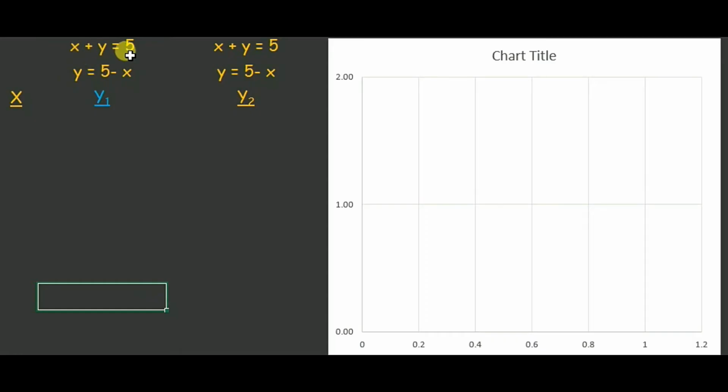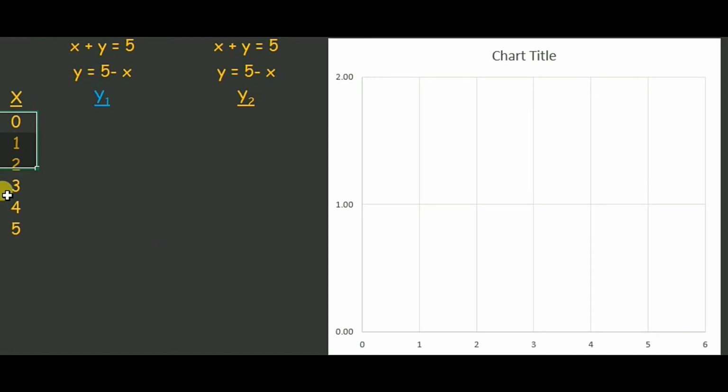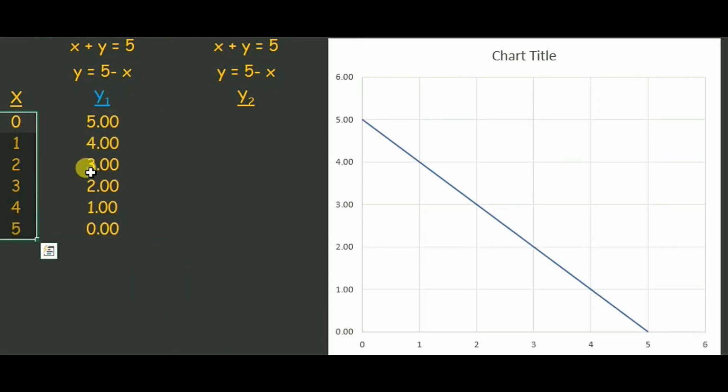X plus y is equal to 5, which gives me y is equal to 5 minus x. Let's take some x values. I'll start with 0. Let's take till 5. These are my x values. Let's put them here to get y1. So from these x values, I have these y1. You can see the line.